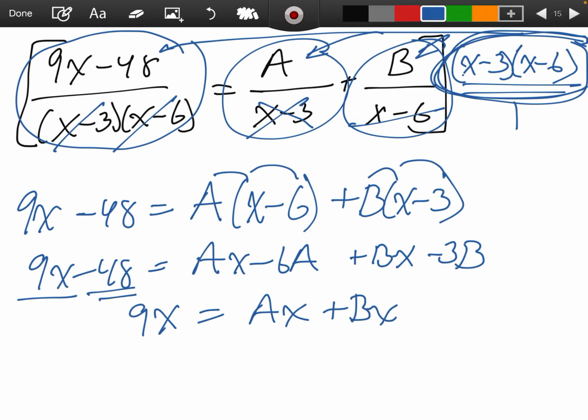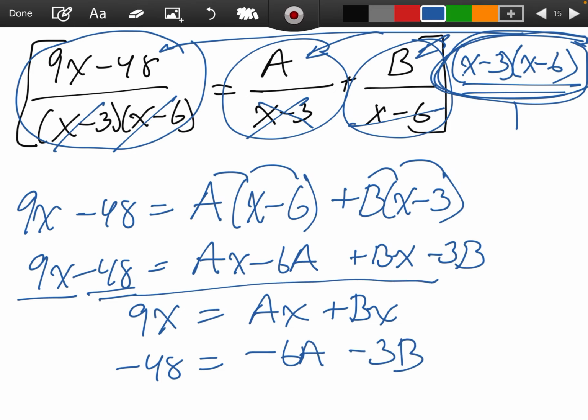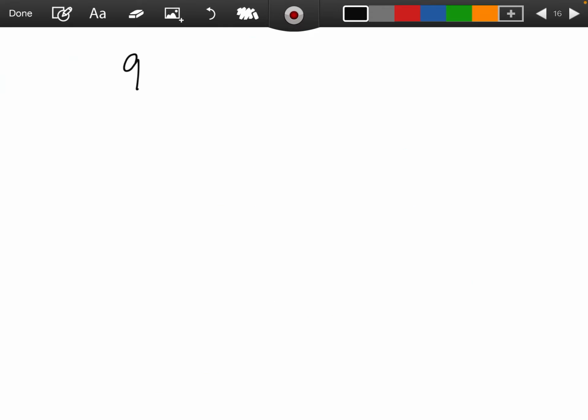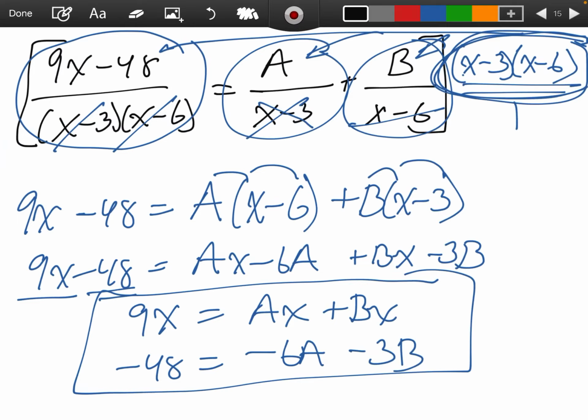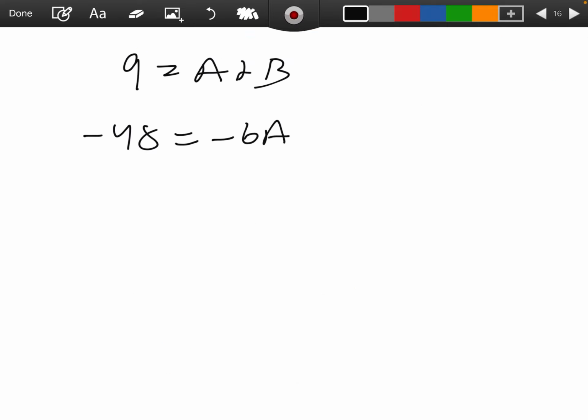Okay, so now we can start setting up some equations. So look, I know that 9x has to be equal to Ax plus Bx, and negative 48 is equal to negative 6A minus 3B. So from here, I can write out my system. So let me do this on the next slide. We have 9 equals A plus B, and negative 48 equals negative 6A minus 3B. Okay, so suppose I want to use the elimination method. This is supposed to be A plus B, by the way.